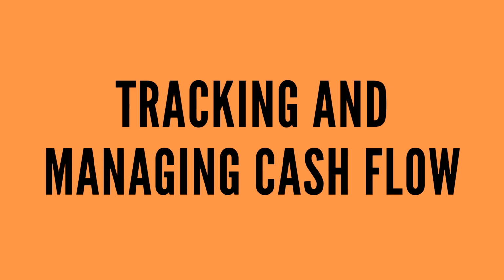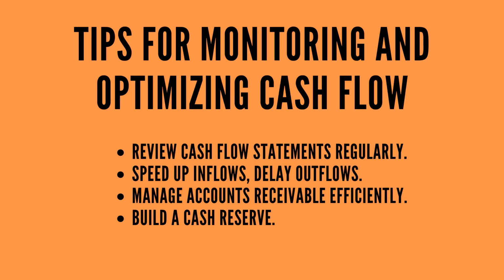Tracking and managing cash flow. To ensure positive cash flow, here are some tips. 1. Review cash flow statements regularly. Look at your cash flow from operations, investments, and financing. This will help you spot trends and identify where improvements are needed. Example, a software startup reviews its cash flow statements monthly to track expenses related to product development and ensure that revenue from sales covers these costs.